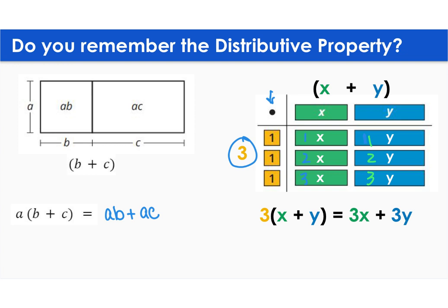That is the same thing that happens down here with variables. Some of you liked what I called the rainbow method that we used, where I have to multiply the 3 times every term inside the parentheses. So I take the 3 times x and get 3x, and then 3 times y and get 3y.